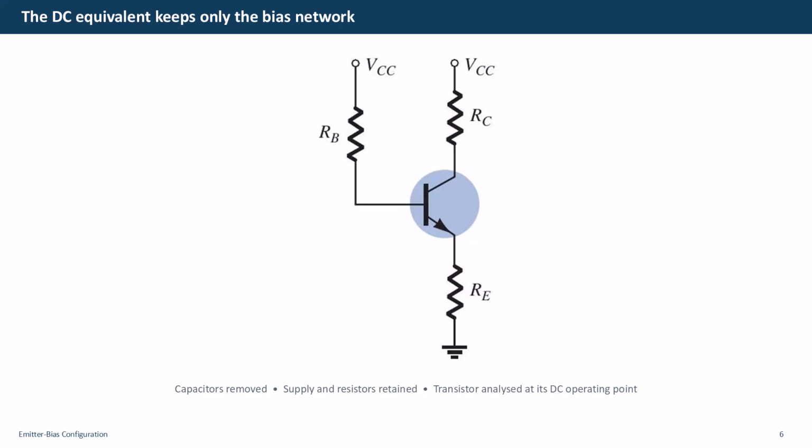In active region analysis, emitter and collector currents are often close enough that the same current is used when deriving a simple load line equation. However, in the base loop, we retain the exact current relation IE equals beta plus 1 times IB. This distinction will appear explicitly in the next derivation.